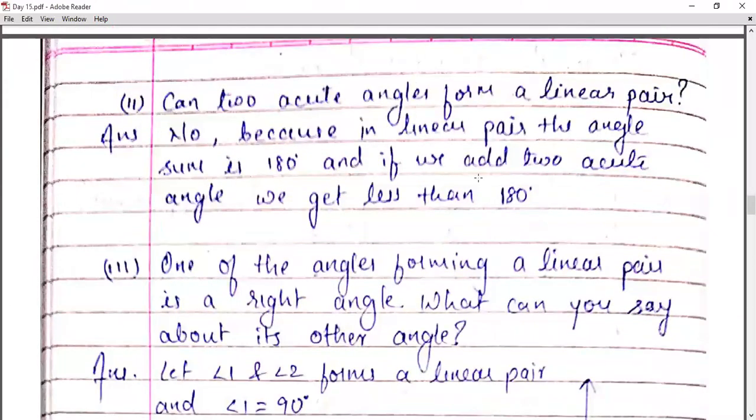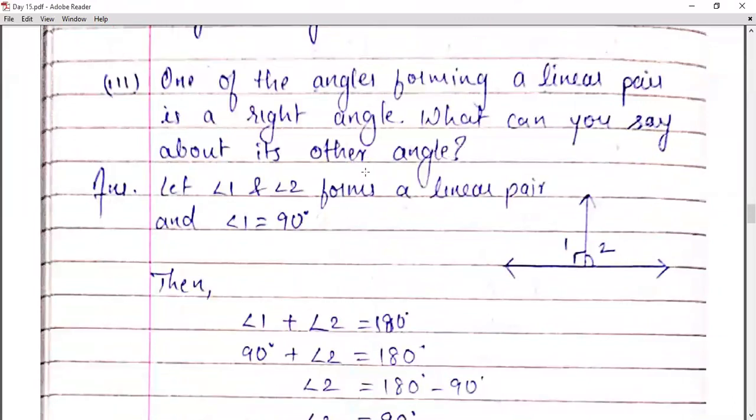Second part of this question is, can two acute angles form a linear pair? So similarly, two acute angles will get you less than 180 degrees. Hence, two acute angles cannot form a linear pair. Third part is, one of the angles forming a linear pair is a right angle. Right angle means 90 degrees. So one of the angles forming a linear pair is given as 90 degrees. What can you say about its other angle?